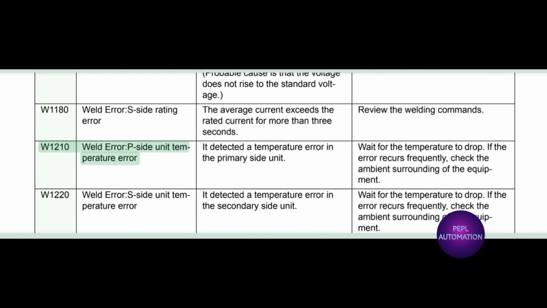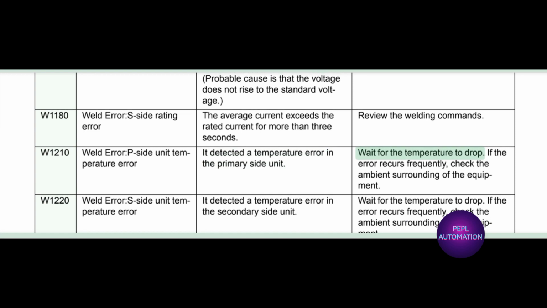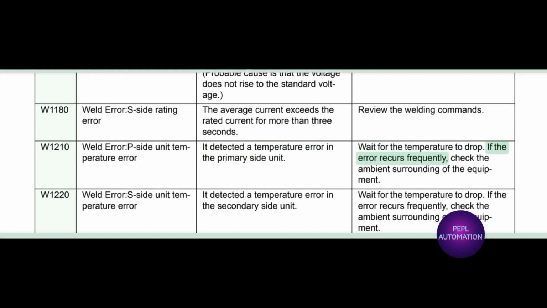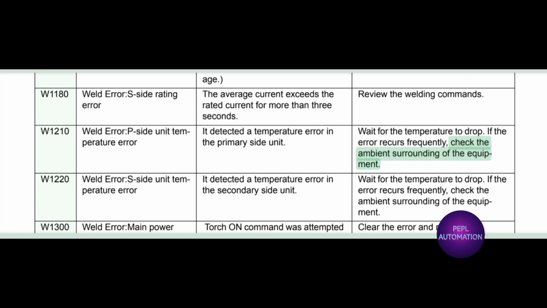W1210 weld error. P-side unit temperature error. It detected a temperature error in the primary side unit. Wait for the temperature to drop. If the error occurs frequently, check the ambient surrounding of the equipment.